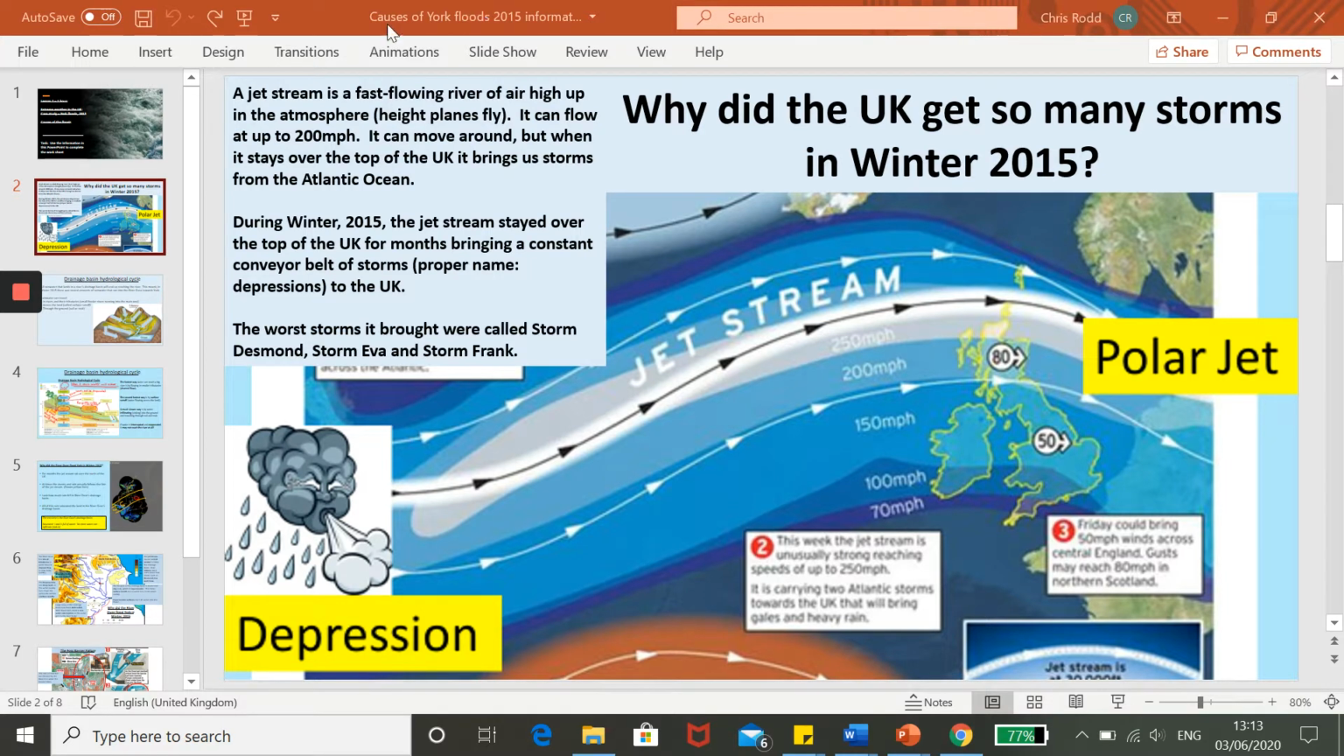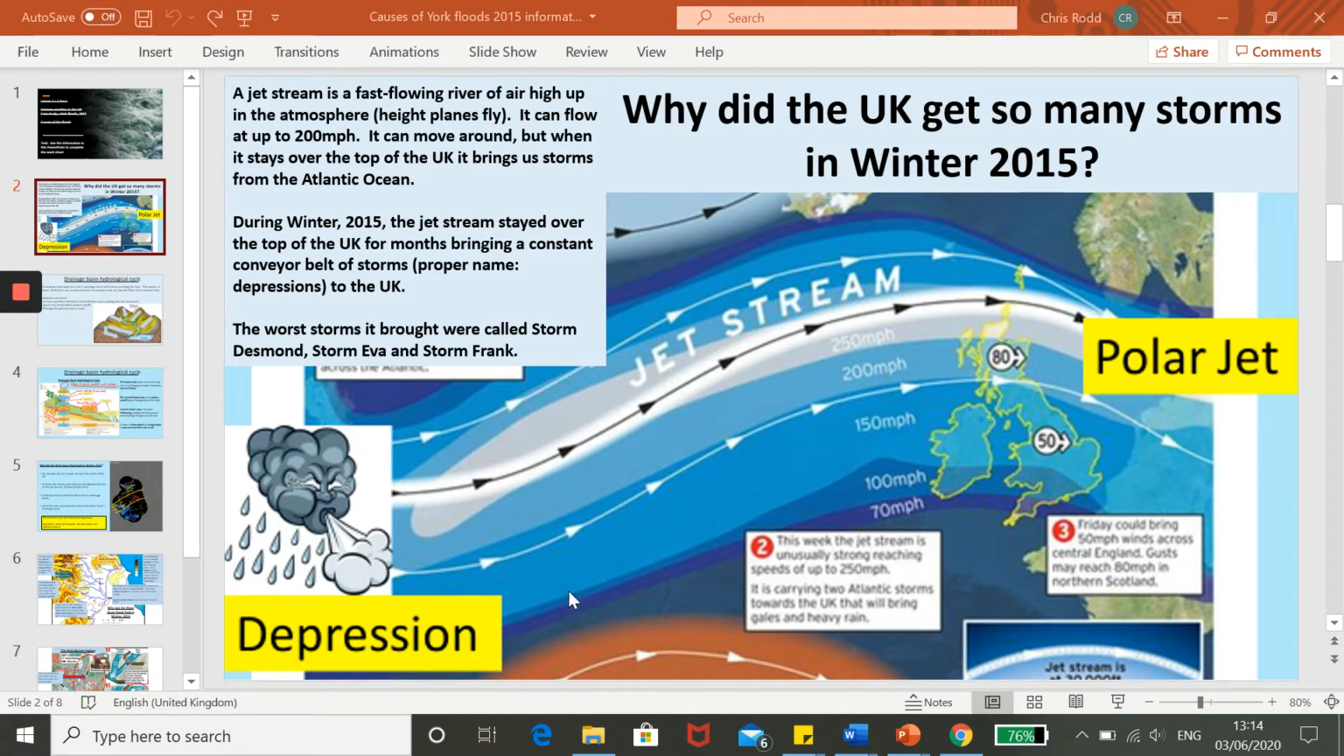Okay, so to deal with why it rained a lot, first of all, it all comes down to the jet stream. Now, the jet stream is just a really fast river, basically, of air. And when it's over the UK, it brings with it lots of storms. So in winter 2015, the jet stream spent months over the north of the UK, and it brought with it storm after storm after storm.